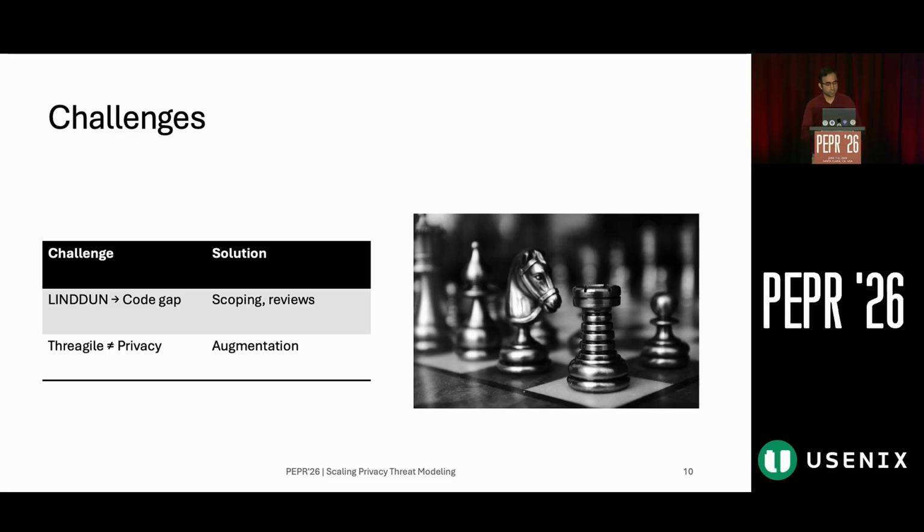The second challenge here was that Threagile is built for security, detecting security risks, and it won't detect privacy issues out of the box. So we had to do some augmentation here. We had to augment Threagile structures with additional attributes for the assets, etc., so that privacy context can be added within the architecture itself.